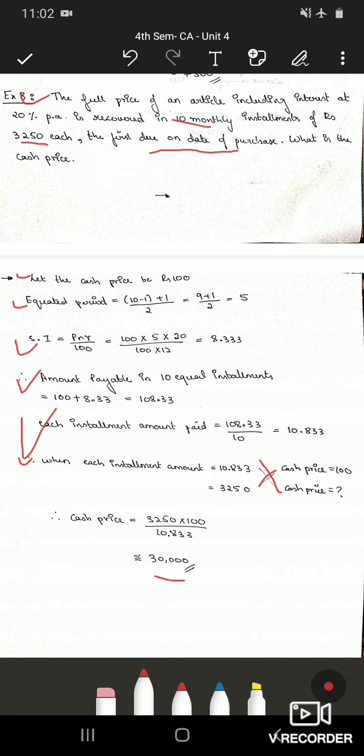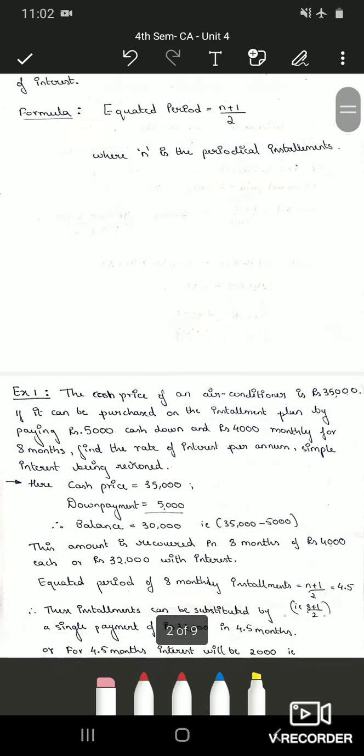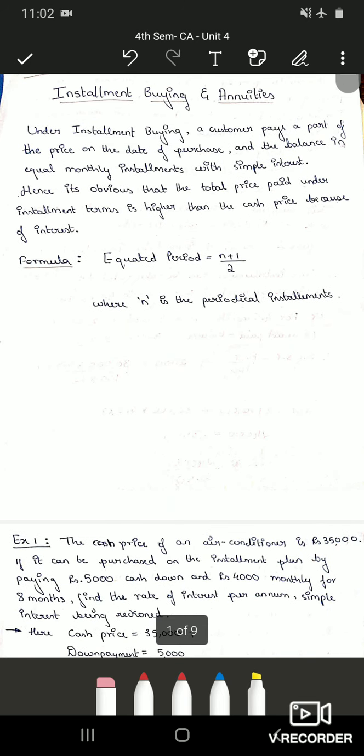And in this question they have not given the down payment, hence we have solved using the value of the installment paid monthly. So the cash price is 30,000. So with this we have covered all the problems of installment buying. In the next class we'll start with annuities.